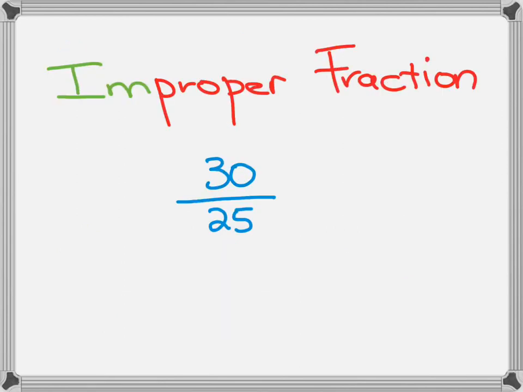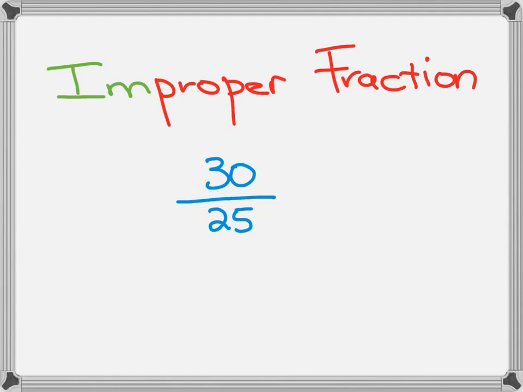Okay, now we're going to look at improper fractions. Why is it improper? Well, look at it. Doesn't it look strange? Big on top, little at the bottom. So the numerator is bigger than the denominator. This isn't right, but we do use fractions like this. Sometimes they present themselves like that.